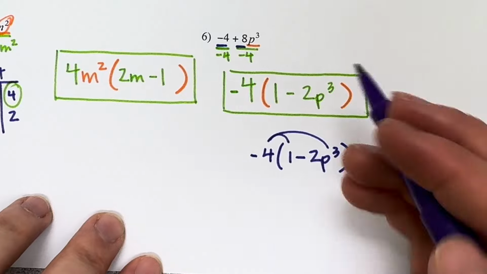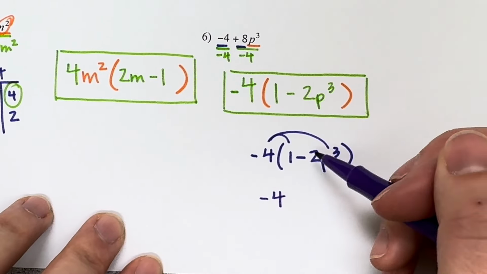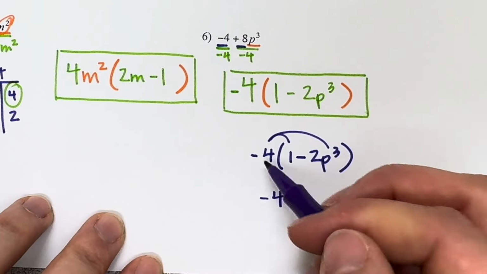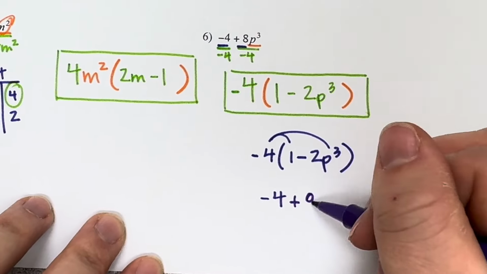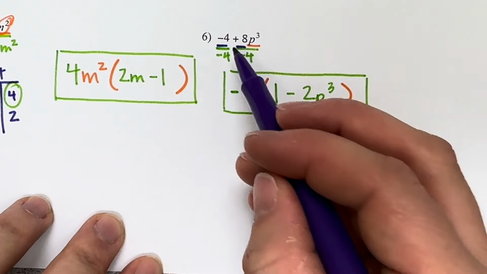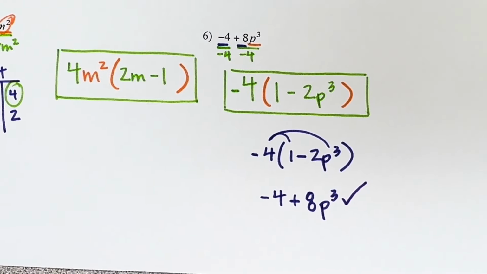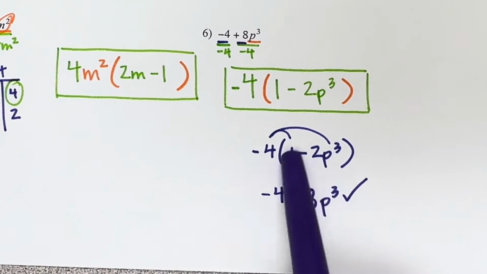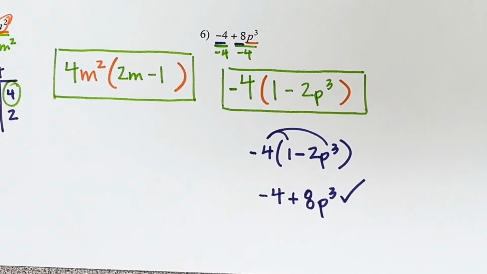-4 times 1 is -4. -4 times -2p cubed, well, negative times a negative gives me a positive. 4 times 2 gives me 8, and attach my p cubed. That's the exact same expression we started with. So factoring is the opposite of distribution. Factoring is division, distribution is multiplication. Awesome.